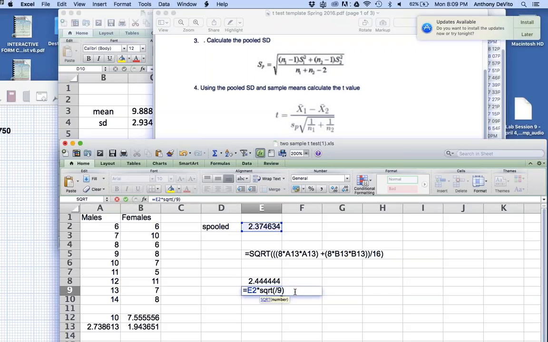Anybody got a problem with that? As it happens, we lucked out because the sample sizes were the same. If not, it would have been a little bit sloppier, wouldn't it? Okay, so now I'm going to enter. And it turns out that the standard error, which is the bottom part of the equation, is 1.11.